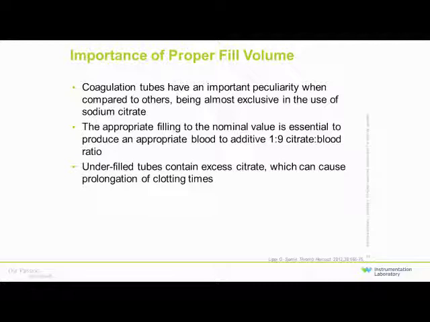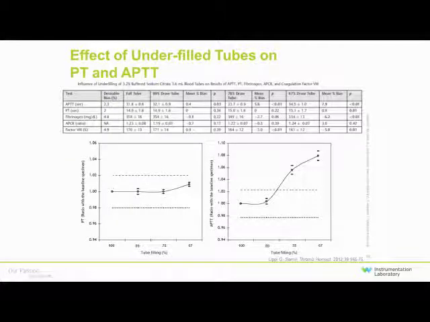But for fill volume, this is extremely important because coagulation tubes, as many of you know, have a peculiarity when compared to others. And that's because of the anticoagulant we use, sodium citrate. So you have to have the appropriate filling volume of a ratio of 1 part citrate to 9 parts blood to be able to be properly anticoagulated, because the underfilled tubes contain excess citrate, which can actually cause prolongation of clotting times. But not all assays are affected equally.